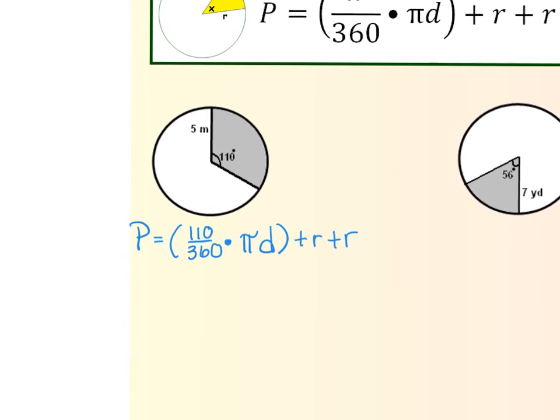My next step is to substitute and then solve. So substitute, it's going to look like P equals 110 over 360 times 3.14 times the diameter. Well, if the radius is 5, then the diameter is 10. And then I'm going to add the radius twice. Whoops, I put an r there. Let's make that a 5.